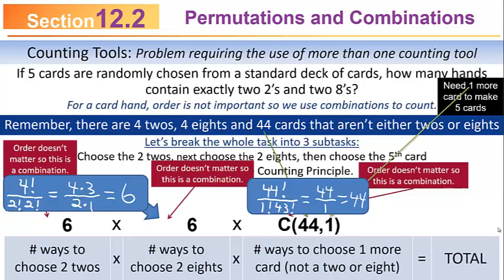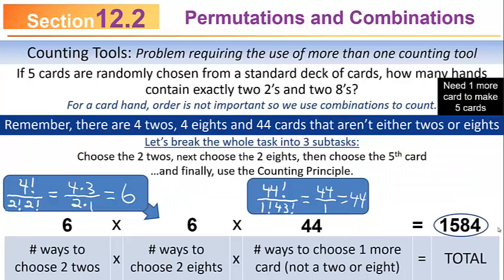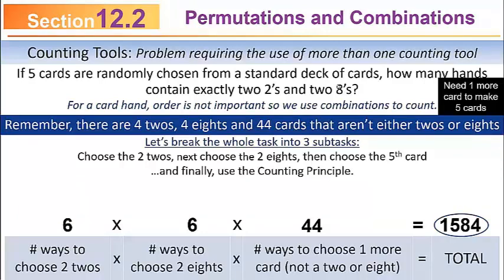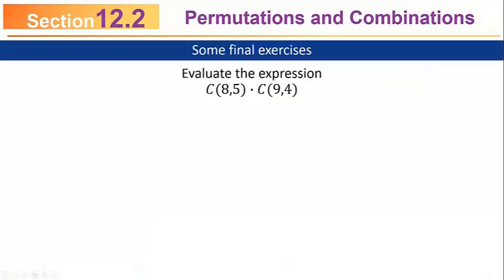In any case, the product you need is 6 times 6 times 44, which comes out to be 1,584. So if you choose 5 cards randomly from a standard deck of cards, there are 1,584 different hands that contain exactly 2 2s and 2 8s. Let's look at a couple of extra problems.